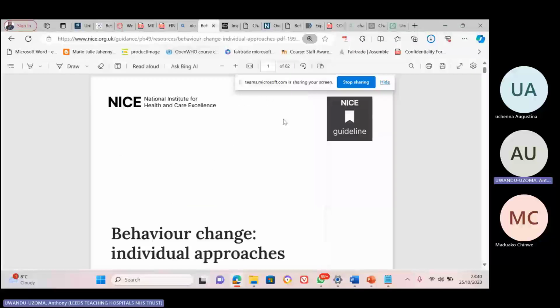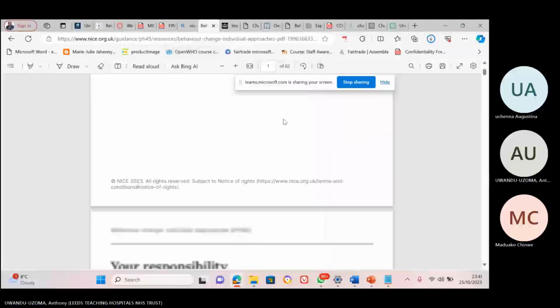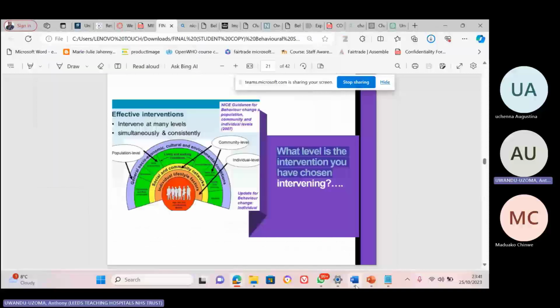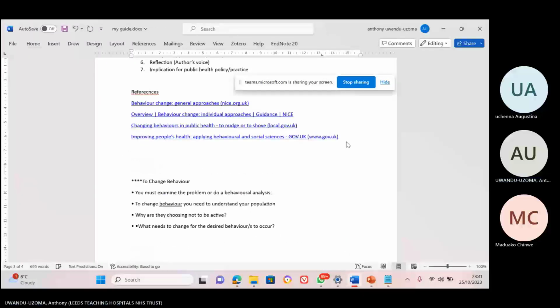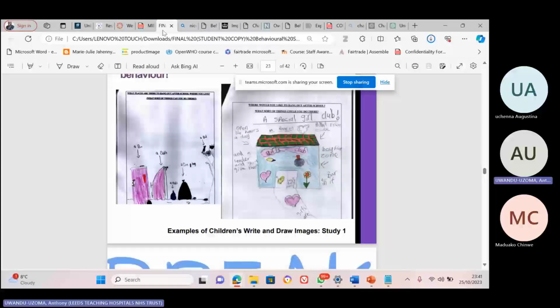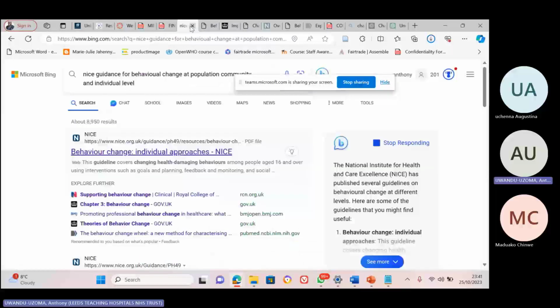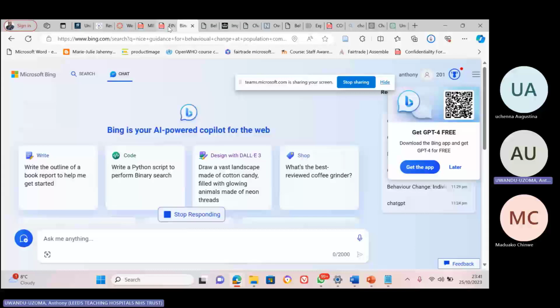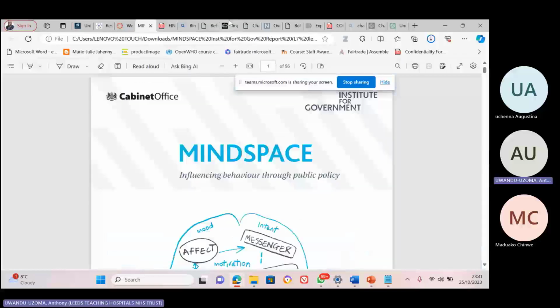Now, can you see individual approaches? Individual approaches to changing behavior. So I'm going to leave the link in the PowerPoint. So that will tell me about the individual approaches. That's this one. So now the next one is population community approaches. Remember, I said that the Bible, it says that, where is it now?